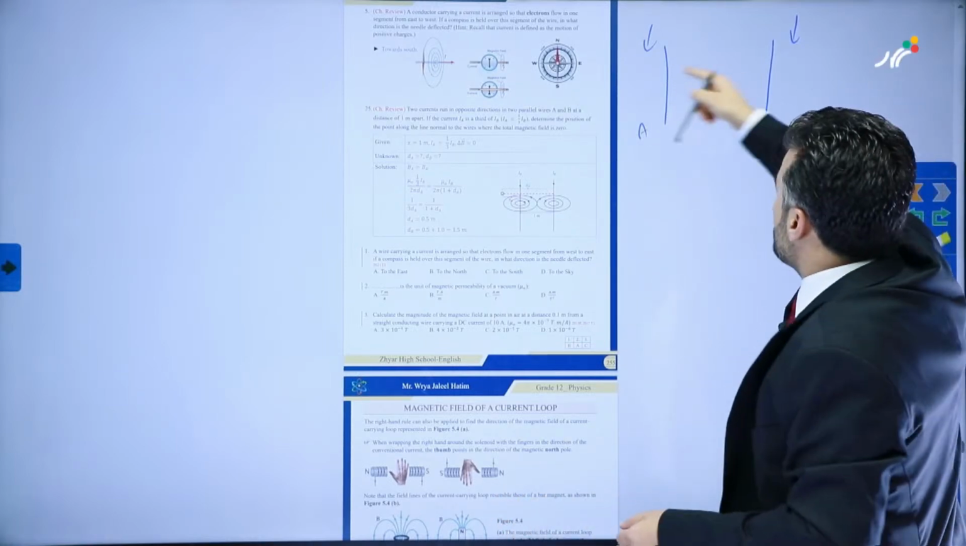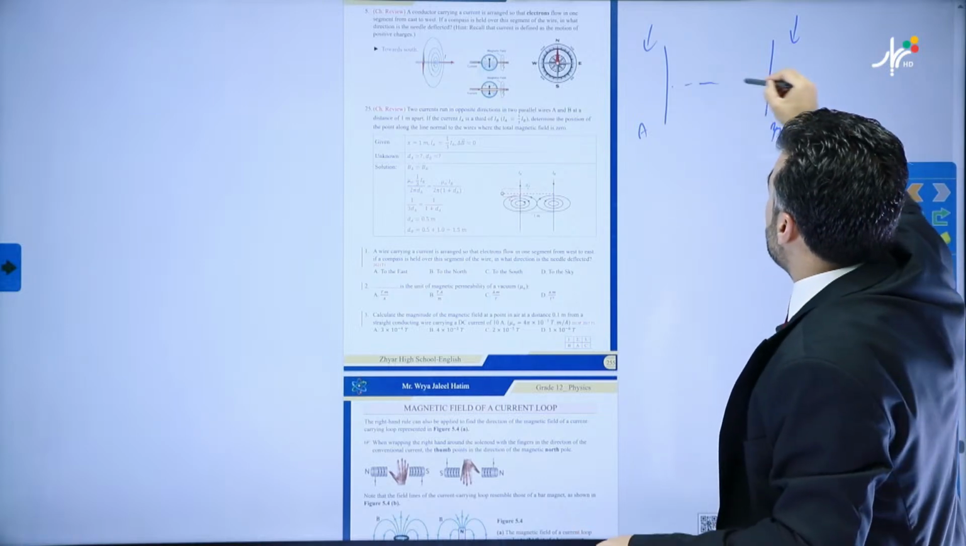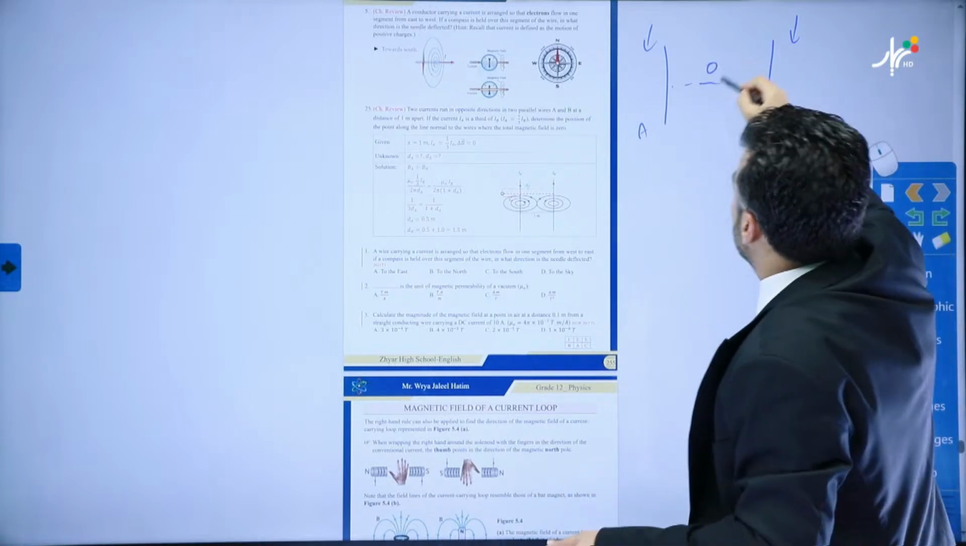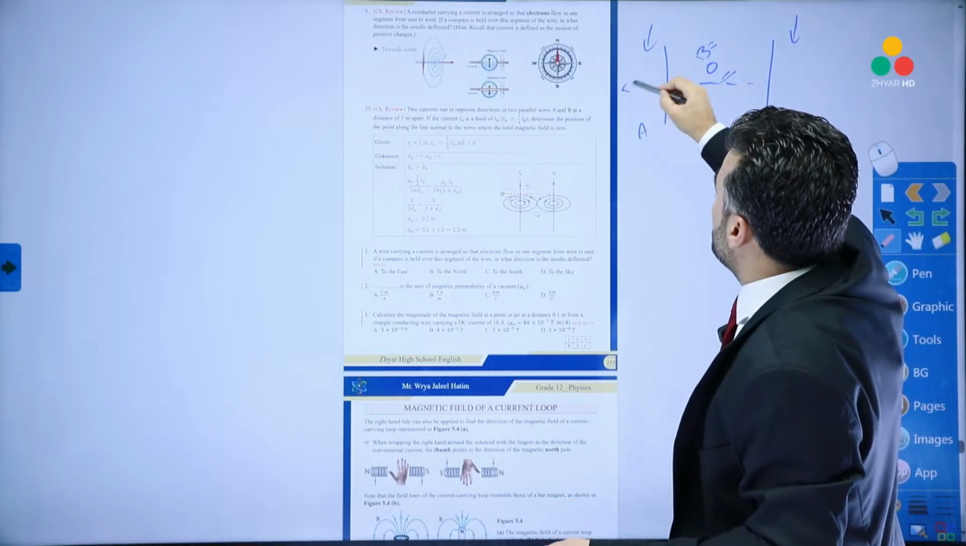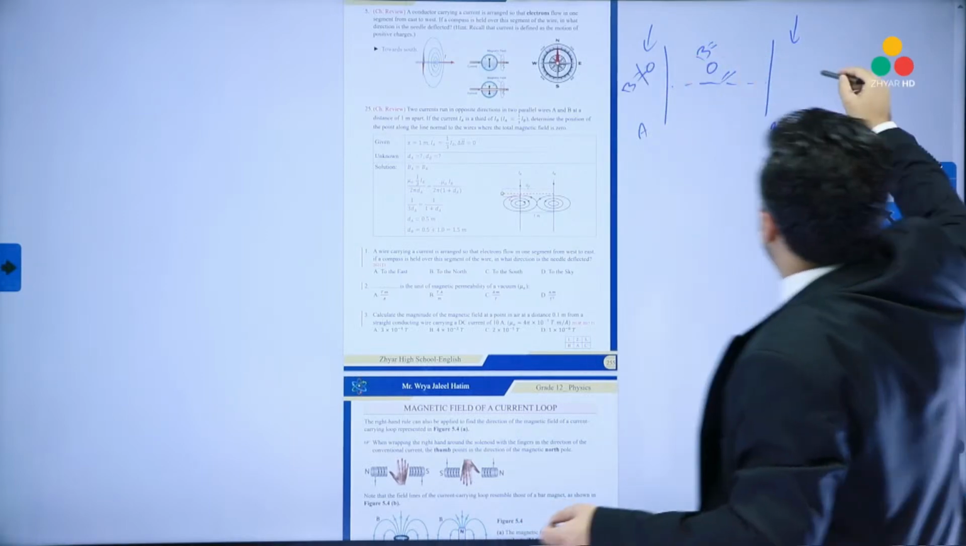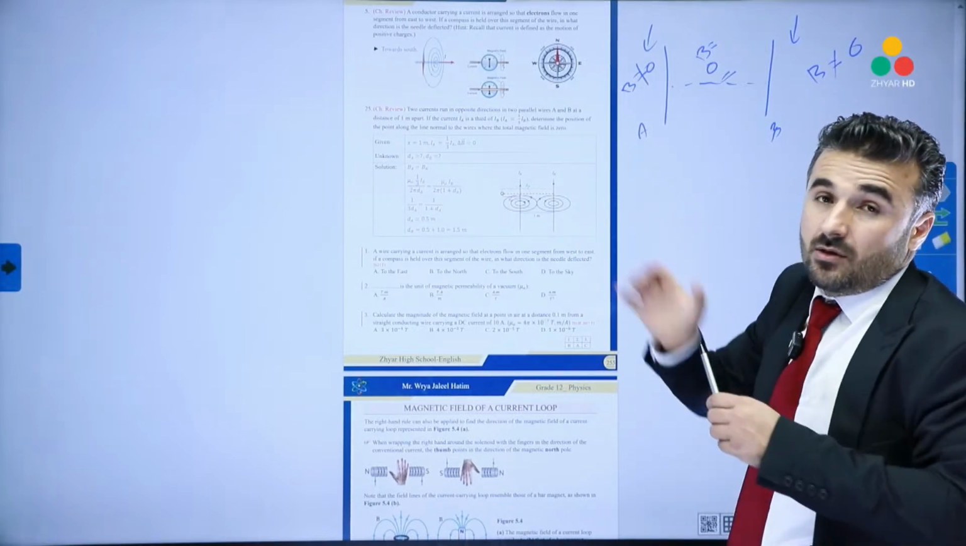So in this case, if the current directions in the two wires are opposite, then of course the net magnetic field strength inside, in between the two wires, will be 0. But the magnetic field strength outside the wires will not equal 0. And of course, I can demonstrate this by using the right-hand rule.